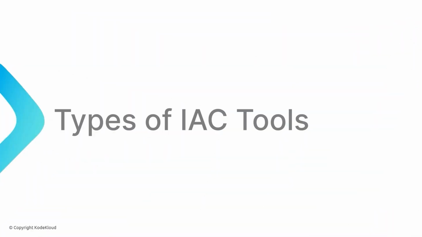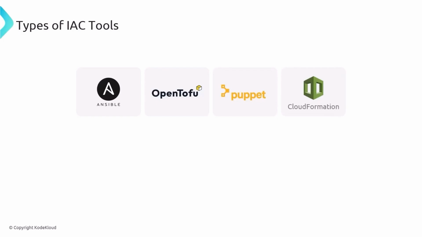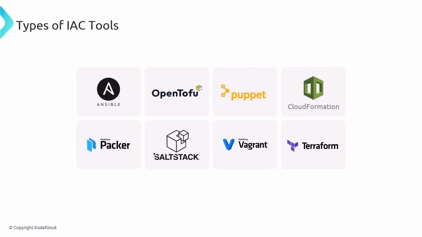Okay, let's go first through the various types of infrastructure as code tools that we have. We have seen that there are several different tools that are a part of the infrastructure as code family. You have Ansible, you have OpenTofu, Puppet, CloudFormation, Packer, SaltStack, Vagrant, and even Terraform. Although you can possibly make use of any of these tools to design similar solutions, they have all been created to address a very specific goal.